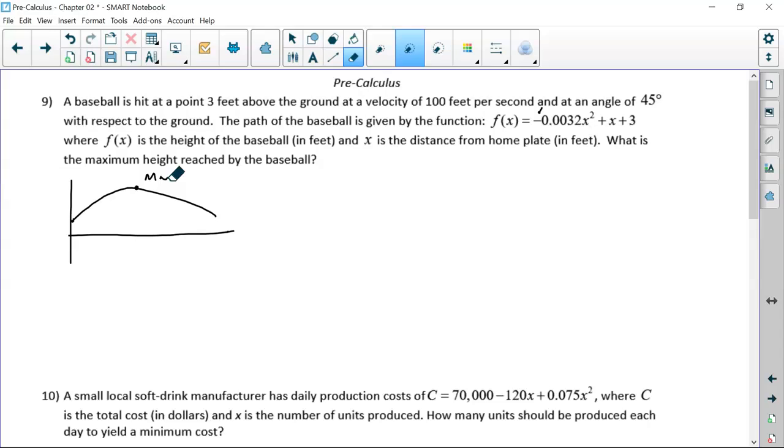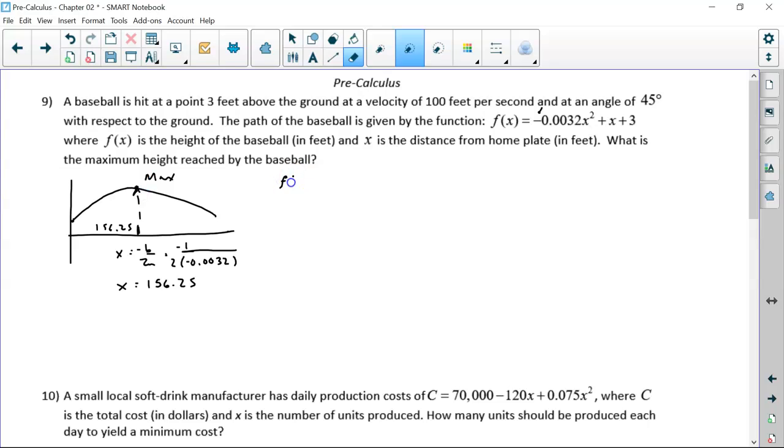This is in general form. We need to find the x-coordinate first. So x equals the opposite of b over 2a. B is 1, so it's -1 over 2 times -0.0032. Make sure you put parentheses around your entire denominator. When you do that, you get x equals 156.25. But that just tells us the distance. It traveled 156.25 feet to get to the maximum, but the maximum is the y-coordinate.